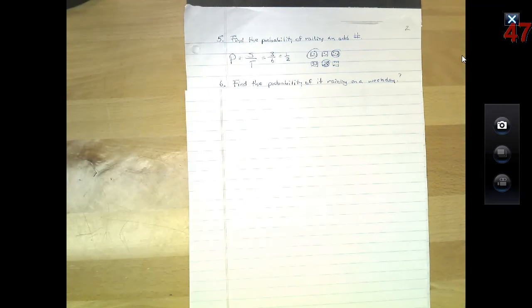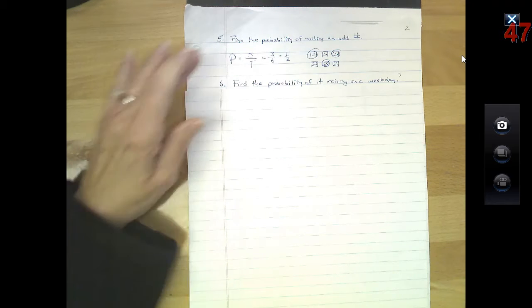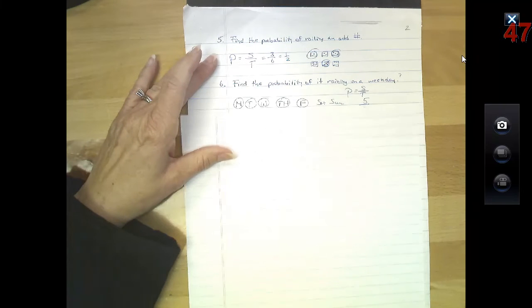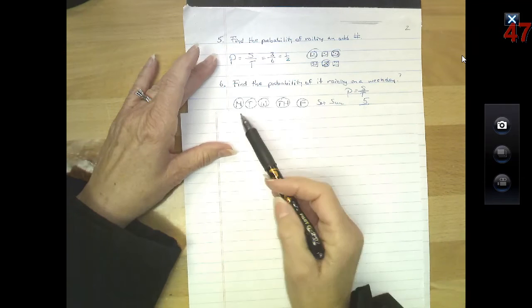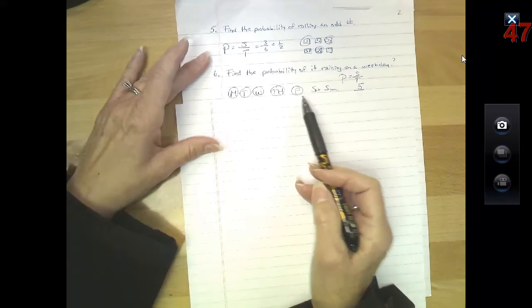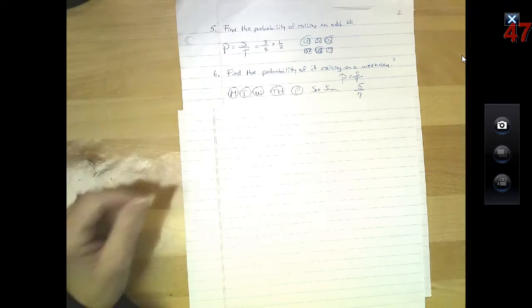Next, find the probability of it raining on a weekday. There are 5 days, 1, 2, 3, 4, 5, that are weekdays out of the total 7.